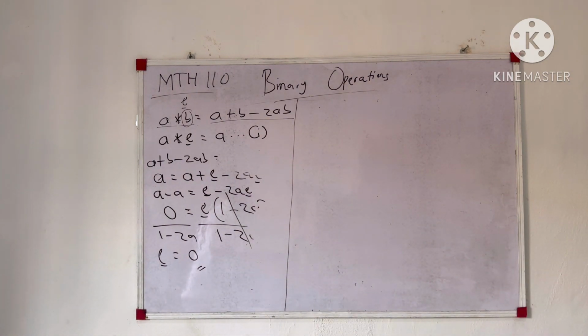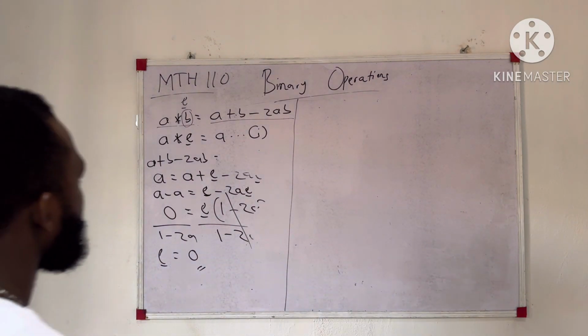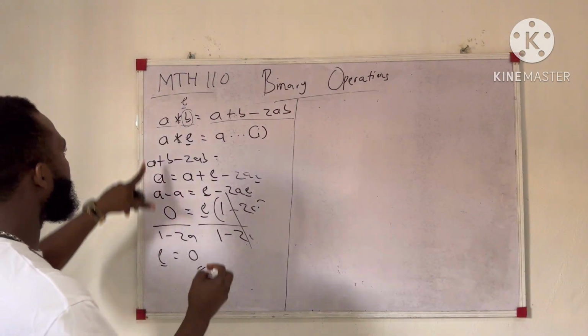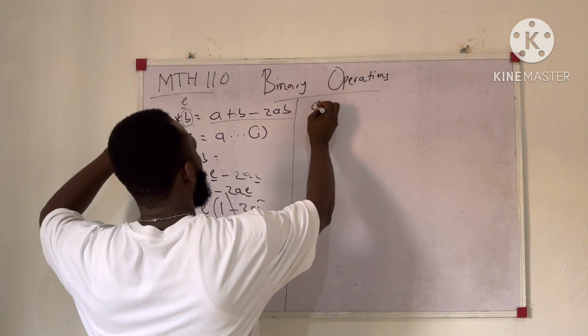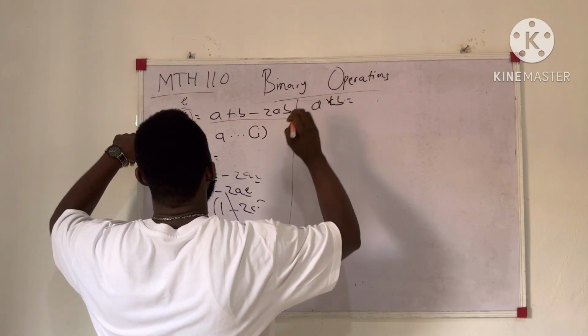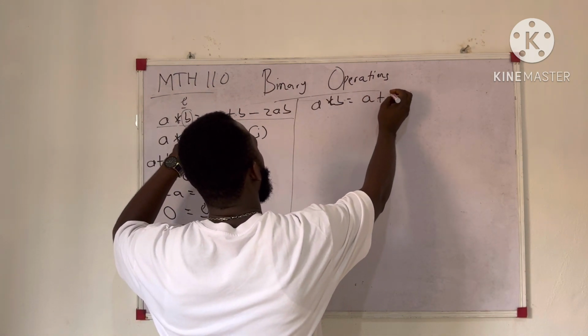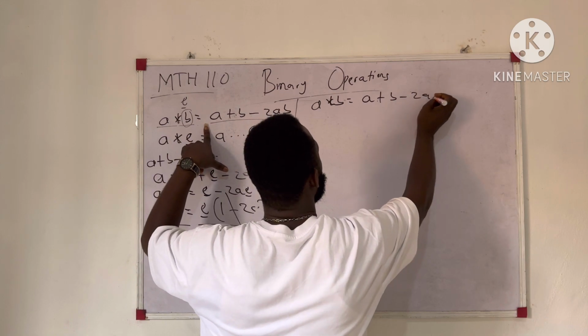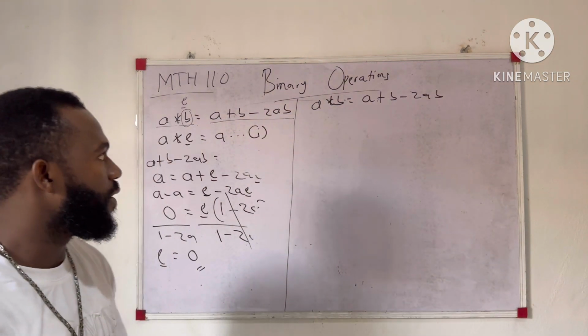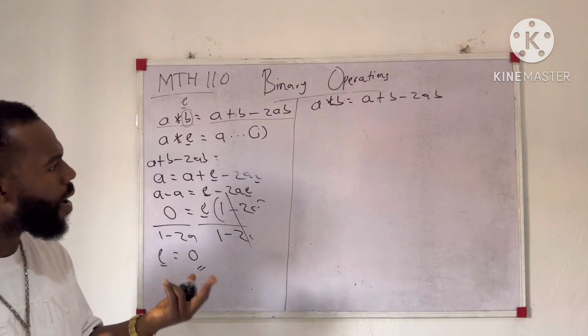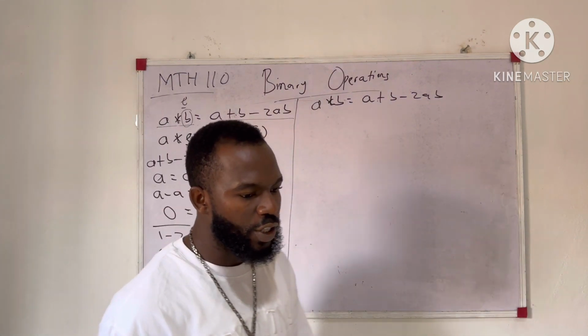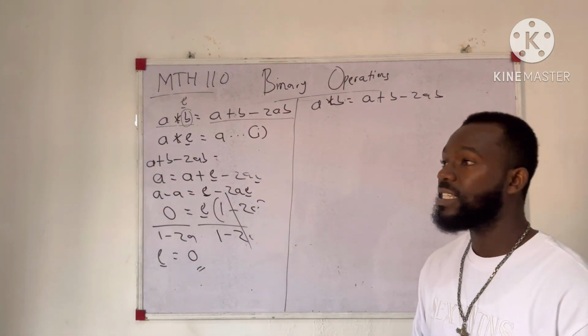How do we solve for the inverse? This is what we're going to do. Bring about the operation which says A operation B equals A plus B minus 2AB. Now, let's see for the inverse of A. Again, we are going to get equation 1 and equation 2.